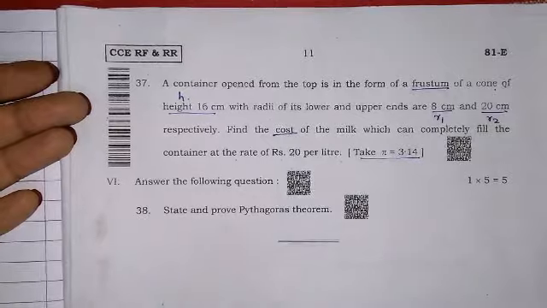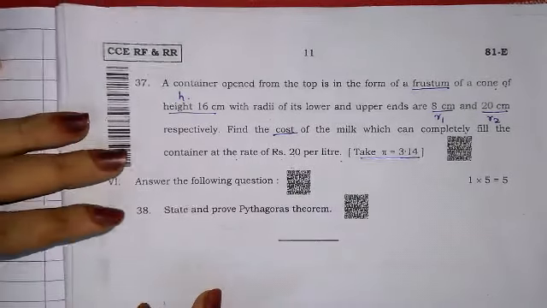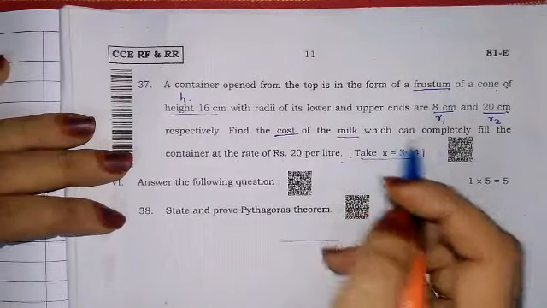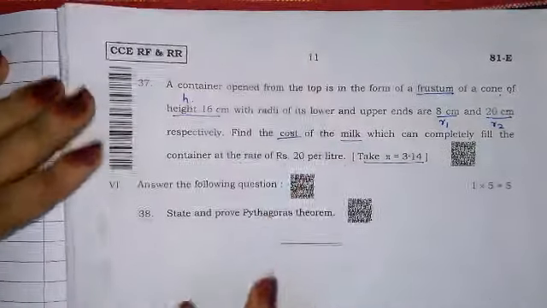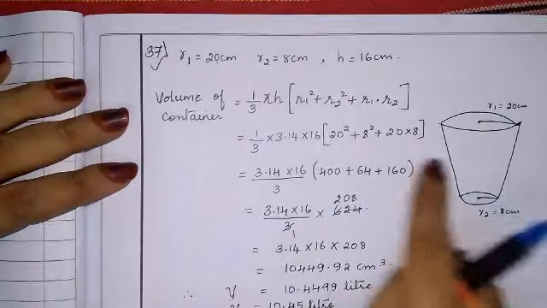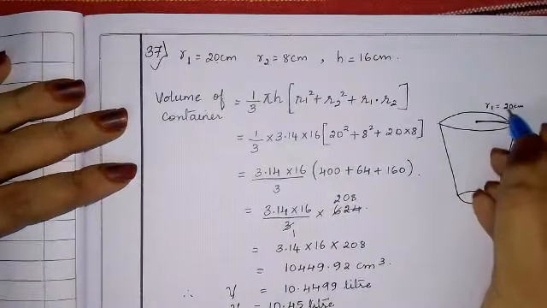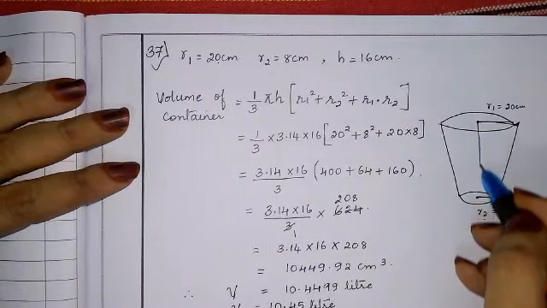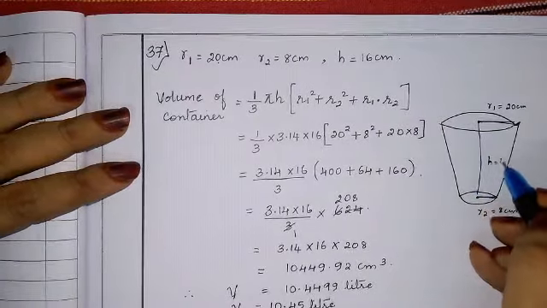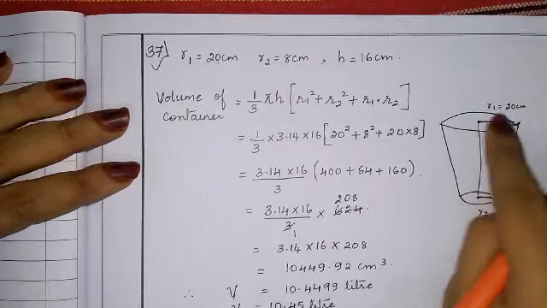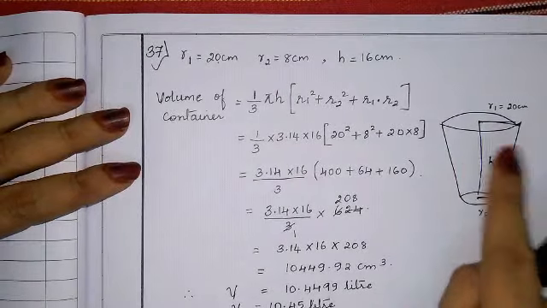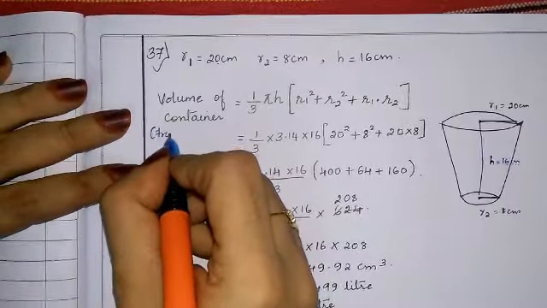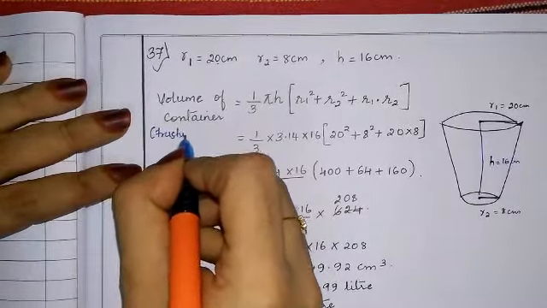Okay, so we need to find the volume here. Always when they ask about any liquid, we have to understand that they have told us to find the volume. So everything is given. Radius 1 is 20 centimeter. R2 is 8 centimeter and the height of the frustum is given 16 centimeter. How much milk can be filled here? Let us find first the volume of the container. Container is nothing but a frustum.